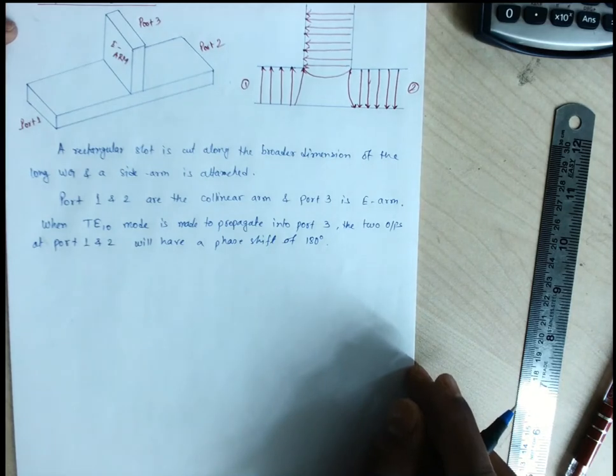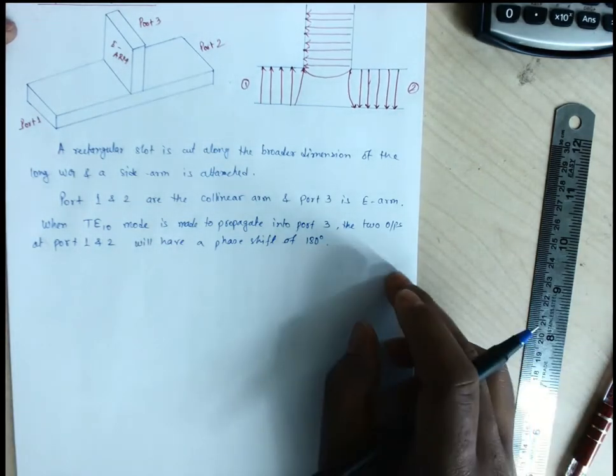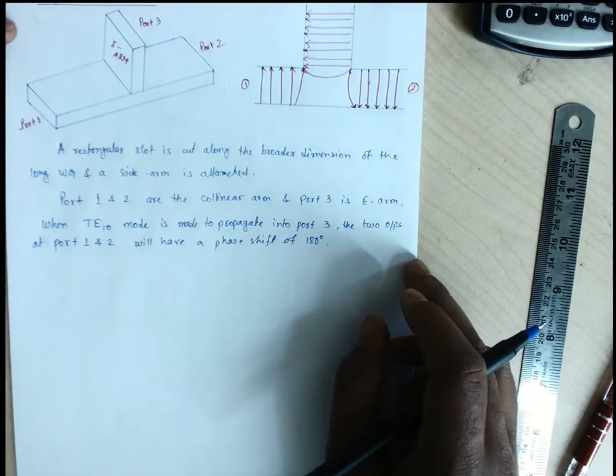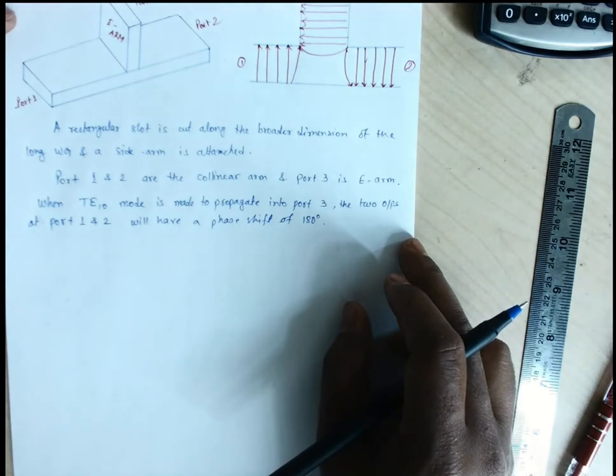This E plane T is also known as a voltage or series junction. You will find whenever you have two resistances connected in series, the voltages get added. In the same way we can say this E plane T has the same property.